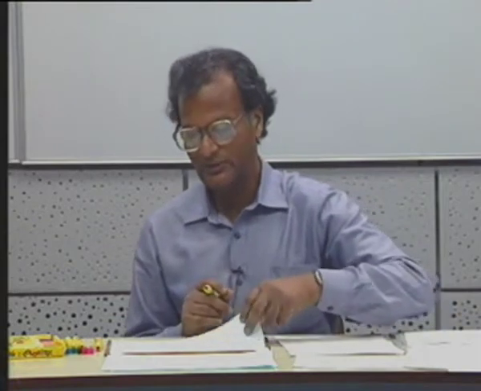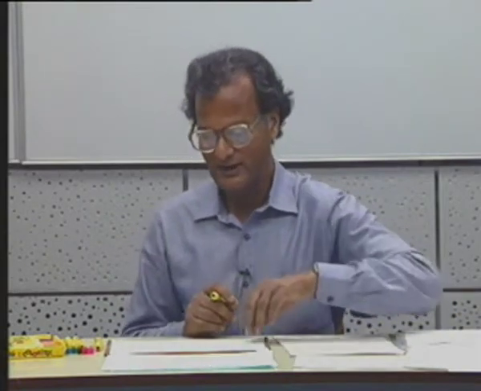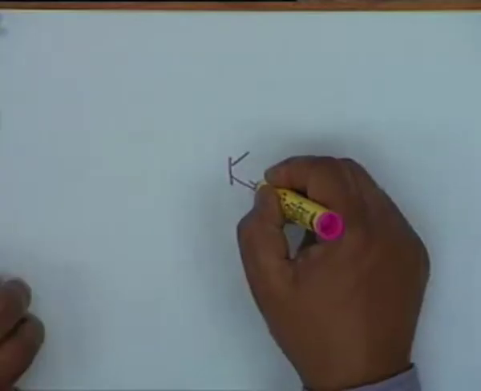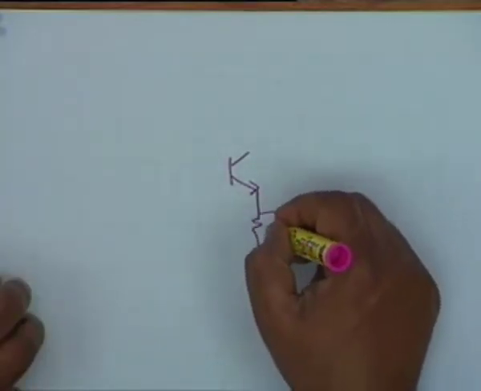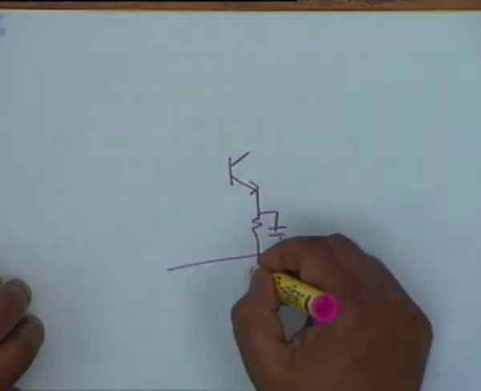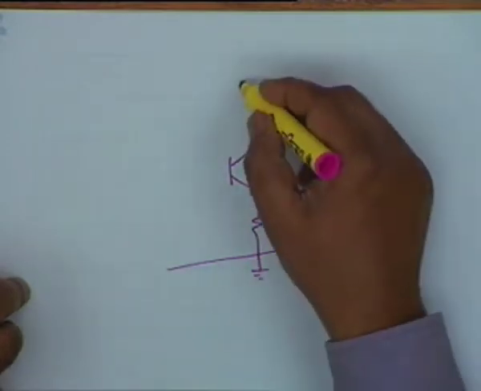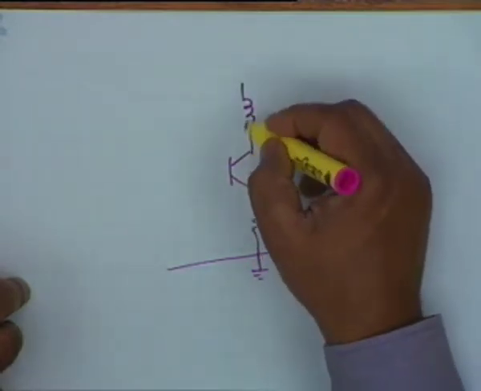Now, as an example of positive feedback, let us look at a typical circuit. Let us look at a transistor amplifier in which the load is a tuned circuit. The load is a parallel LC circuit.